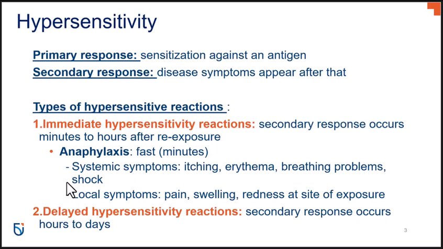Symptoms of systemic anaphylaxis can include things such as itching, erythema, so redness, headaches, vomiting, abdominal cramps, diarrhea, problems with breathing, many different potential symptoms and signs. In severe cases, shock can result. So for example, systemic anaphylaxis includes a bee sting for somebody that's allergic to bees, peanuts, and fish as another example.